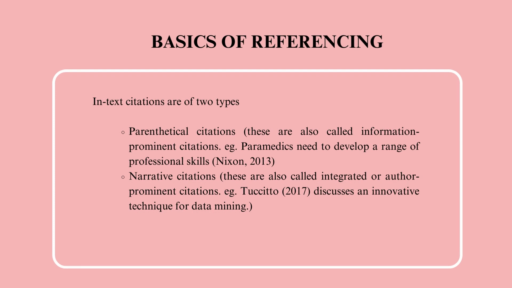There are two ways to write an in-text citation. Parenthetical citations, these are also called information prominent citations. In parenthetical, the citation will be at last before the full stop with the author's last name, year. Narrative citations, these are also called integrated or author prominent citations. In narrative, the citation will come at the beginning of sentences with author's last name and year.